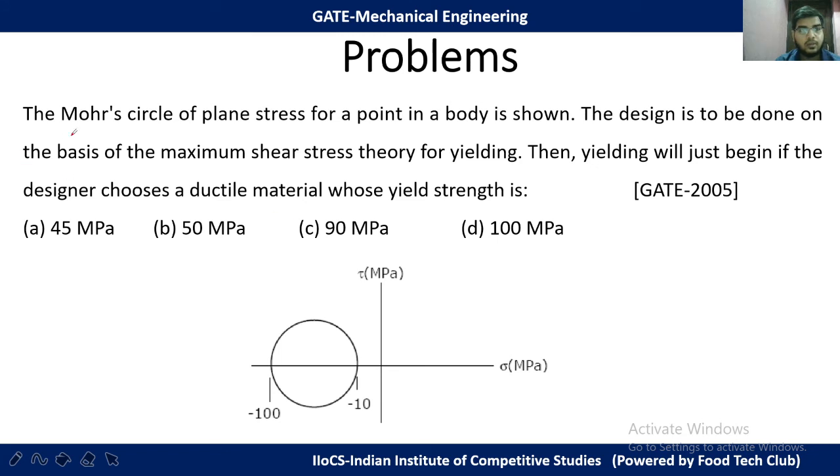Let's move to the next question. The Mohr circle of plane stress for a point in a body is shown. Okay, this is the Mohr circle. The design is to be done on the basis of the maximum shear stress theory for yielding. So we have to find the maximum shear stress. Then yielding will just begin if the designer chooses a ductile material whose yield strength is. So first we have to find the maximum shear stress, and then we will find the yield strength.